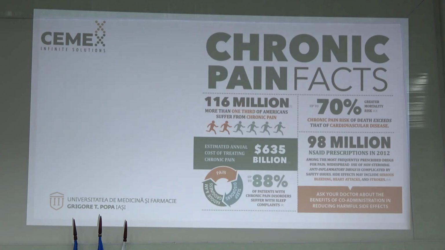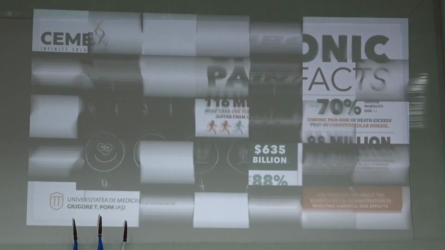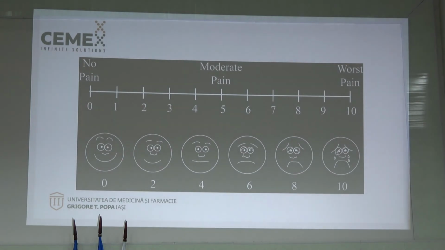Of course, most of the data is from the US because they love big data. But if you talk costs, chronic pain costs society more than $500 billion every year. And of course, that leads to a lot of interest in how to treat pain.